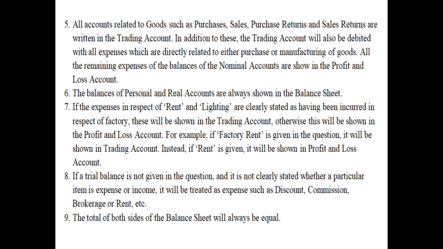But if no word such as office or factory is mentioned, only the word rent or lighting is mentioned, then we will assume it to be related to office and will be shown on the debit side of the profit and loss account. For example, if factory rent is given in the question, it will be shown in the trading account. Instead, if rent is given, it will be shown in profit and loss account.